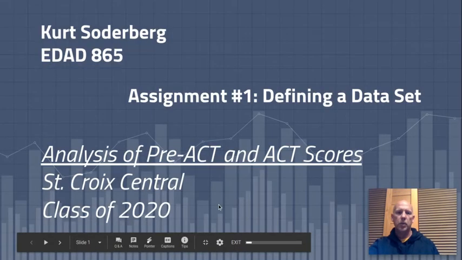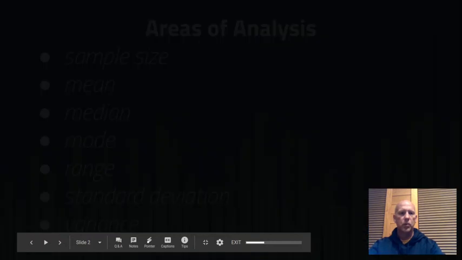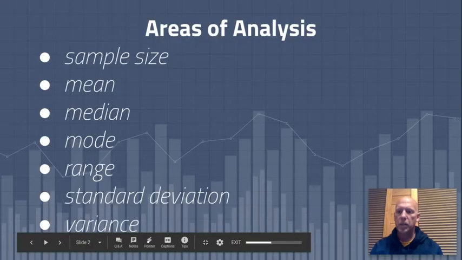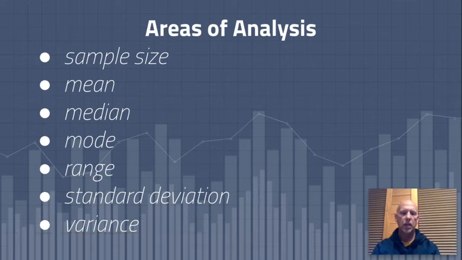And we'll be looking at the pre-ACT, ACT score comparison for a class of 2020 at St. Croix Central High School. We'll be looking at sample size and mean, median, mode, range, standard deviation, variance calculations. For calculations, I used the resource provided in class for how to program, give commands inside of a spreadsheet to do the calculations.